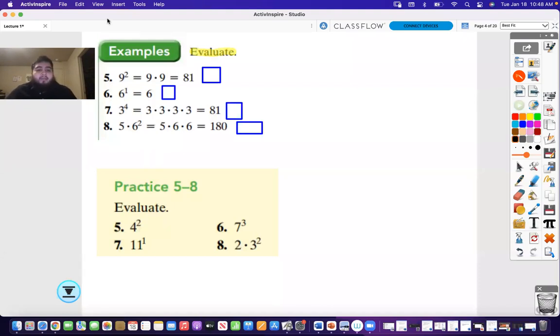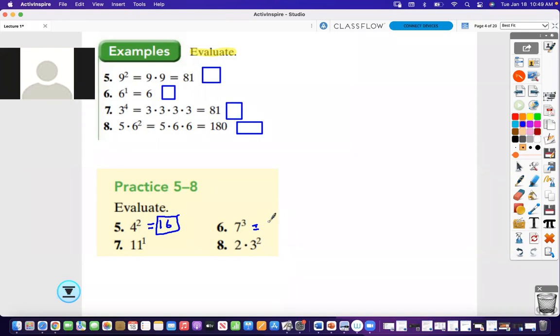All right, class, that was your timer. Do I have any volunteers to tell me what they got for the solution for problem number 5? Remember, we're evaluating now, so we want to know, what does 4 squared equal? 16. Does anyone agree or disagree with the 16? Agree. Excellent. What about number 6, 7 cubed? Any volunteers for what they got for this one? 21. Does anyone agree or disagree with 21?